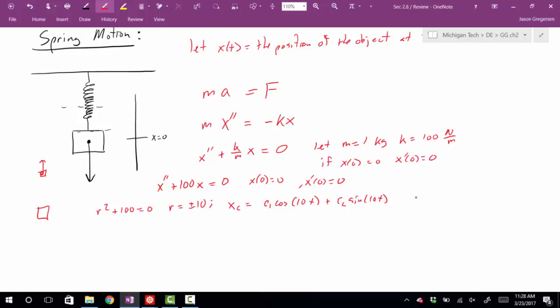I'm kind of happy to see sines and cosines, right? Why is that? Right, I expect my spring to oscillate back and forth, so that kind of makes sense. Happy to see that, right? All right, now let's apply our conditions.